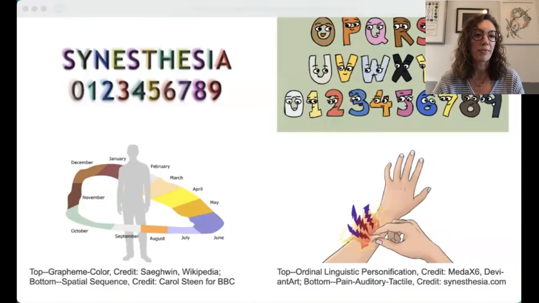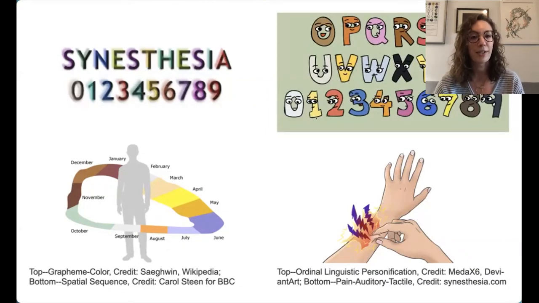This top left one here is grapheme-color synesthesia, which means I read all letters and numbers as color. I also have ordinal linguistic personification synesthesia, which means that all letters for me have relationships with each other, kind of like brothers and sisters or personalities.